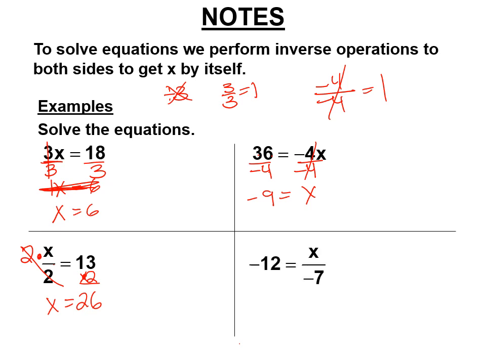So once again, x is being divided, so we're going to multiply by the exact same thing, negative 7, to get x by itself. That's always our goal first. Then we do it to the other side, and so negative 12 times negative 7, two negatives make a positive, in this case, positive 84.